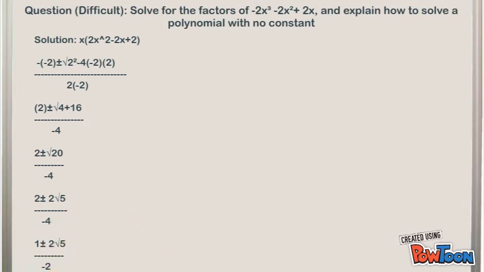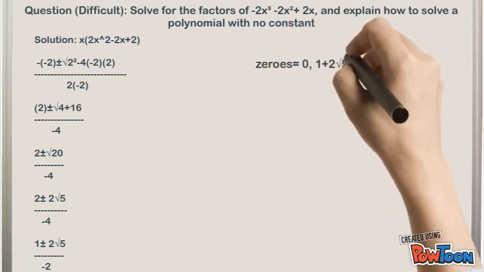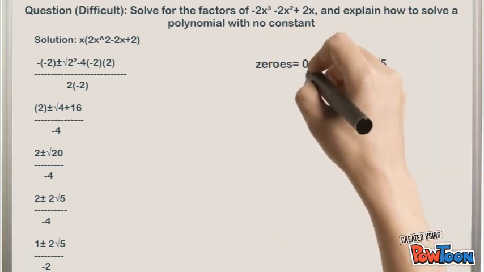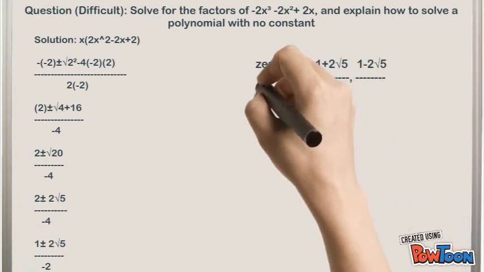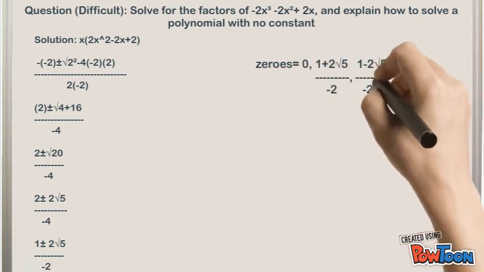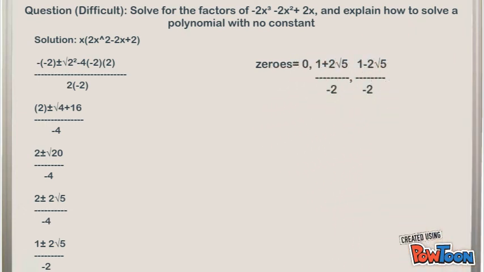Then it's going to be 2 plus minus square root of 20 over negative 4. Then adding to that, it's going to be 2 plus minus 2 square root of 5 over negative 4. Then the final solution will be 1 plus minus 2 square root of 5 over negative 2. So the zeros are going to be 0 and 1 plus 2 square root of 5 over negative 2. And lastly, 1 minus 2 square root of 5 over negative 2.